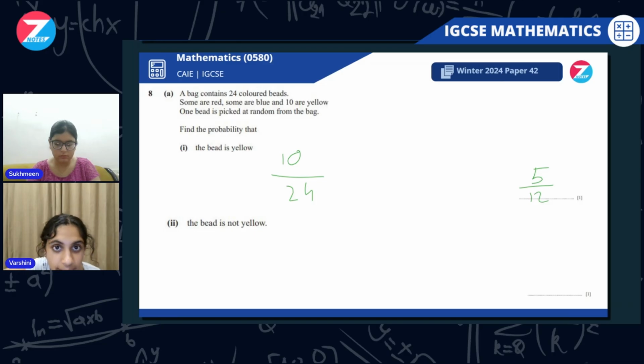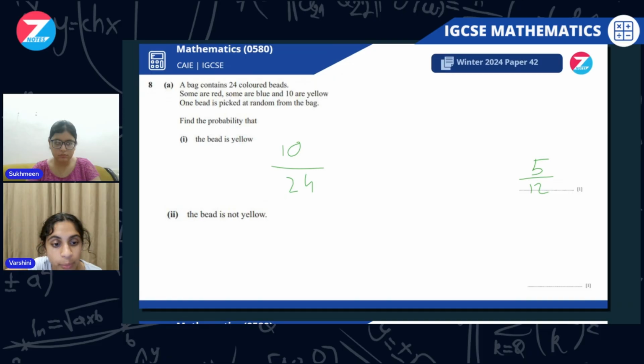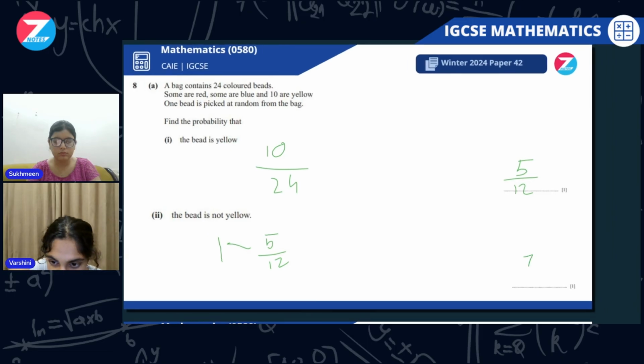Okay, for the second part, the bead is not yellow. So for not yellow, we know that the total probabilities are 1 and the yellow probability is 5 by 12. So to find the not yellow probability, we're just going to subtract it. So it's going to be 1 minus 5 by 12, which is going to give us 7 by 12.